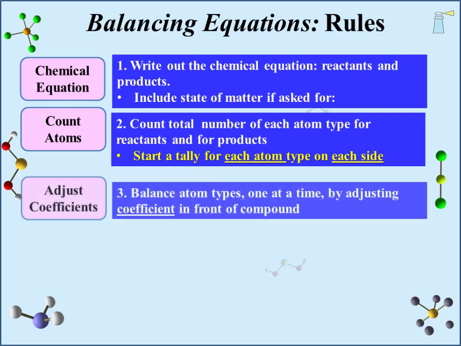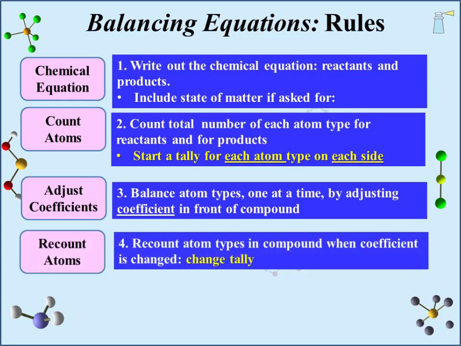Step 3 is to balance atom types, one at a time, by adjusting the coefficient in front of a compound that contains the atom type. A helpful tip for this step is to balance single atom type compounds last.